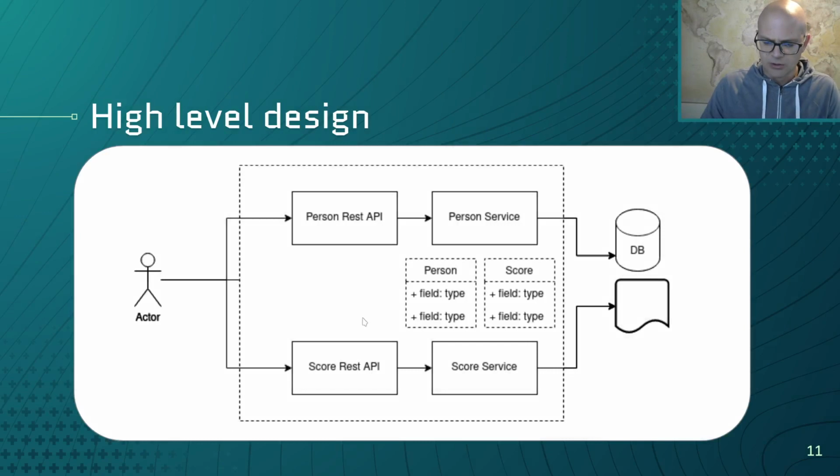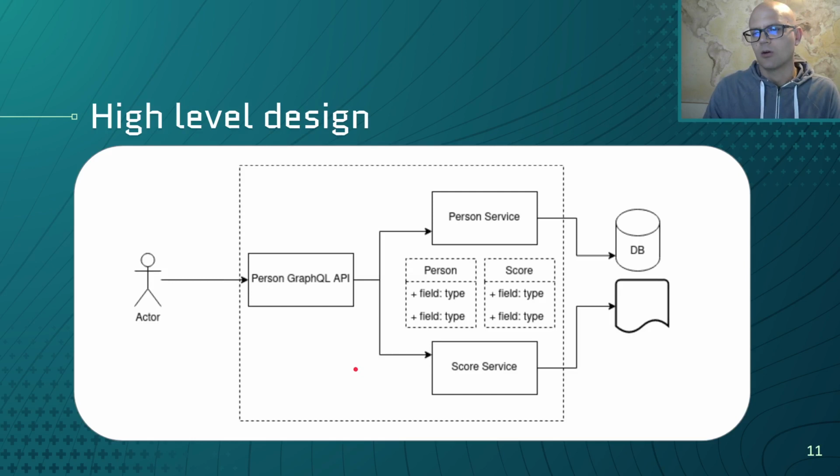So if we go back to our high-level design, we're going to replace the two REST APIs with a GraphQL API. And that's it. We'll keep the model the same and the backend services the same.